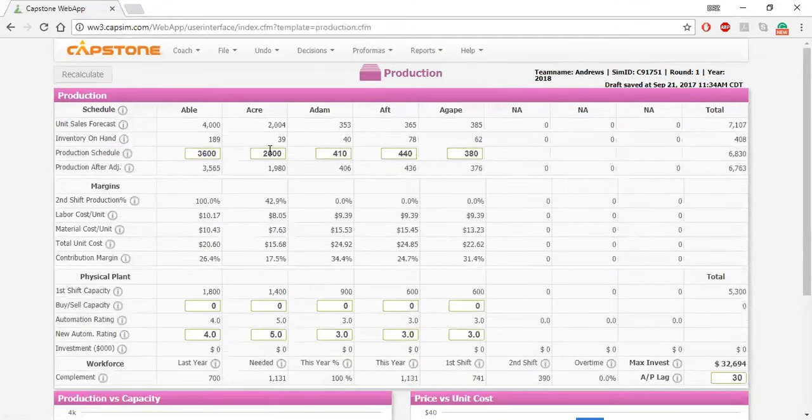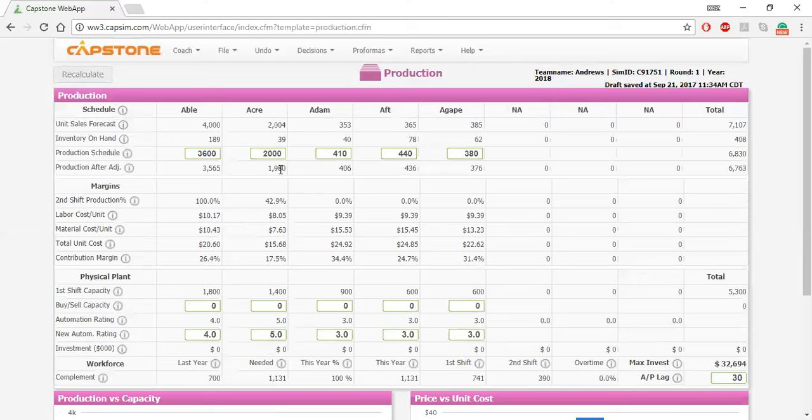So this is not perfect, but you see the process of adjusting your production to get your production after adjustment plus your inventory on hand equal your unit sales forecast. Here we're producing slightly too many. You could make further adjustments to get it perfect if you so wished.